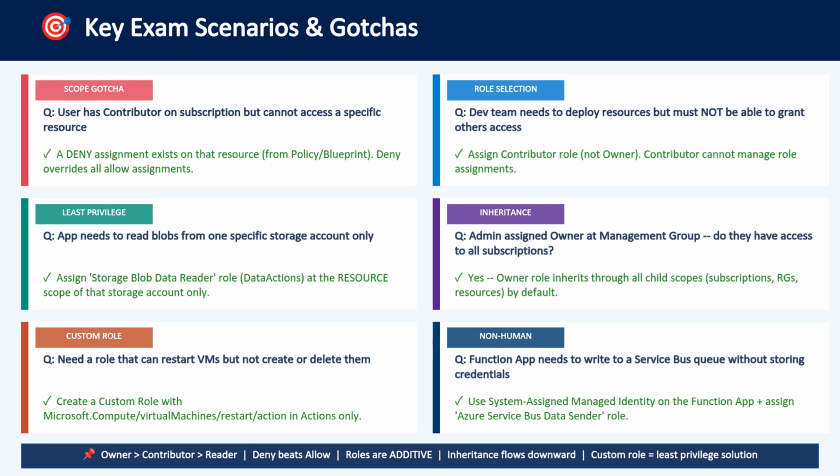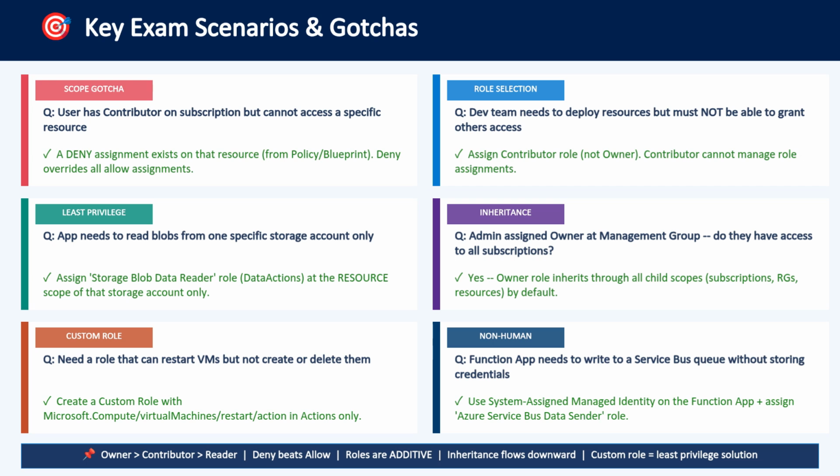4. Inheritance. Owner at management group flows down to everything. The exam will test whether you understand that one high-scope assignment grants access to everything below. This is why high-scope assignments need to be carefully governed.